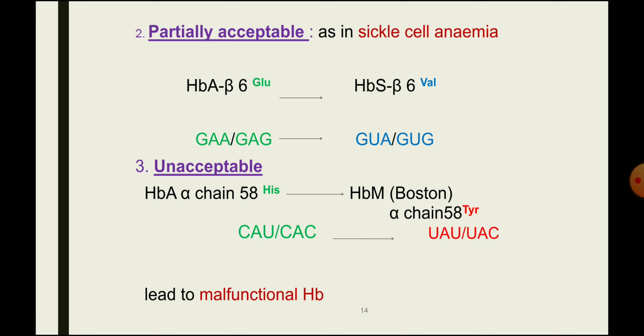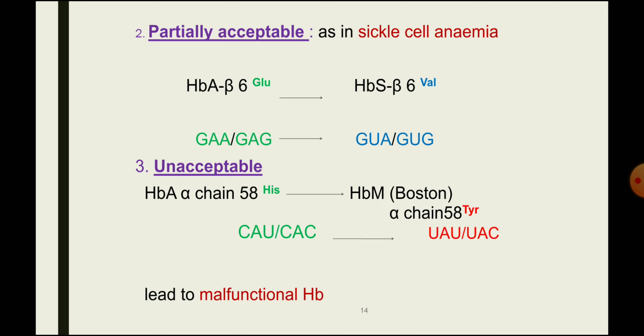So you can draw this part: HbA beta chain 6th position glutamic acid, and HbS, the sickle cell hemoglobin, where the HbS beta chain 6th position is valine. So the GAA or GAG is converted to GUA or GUG. That part you have to explain.